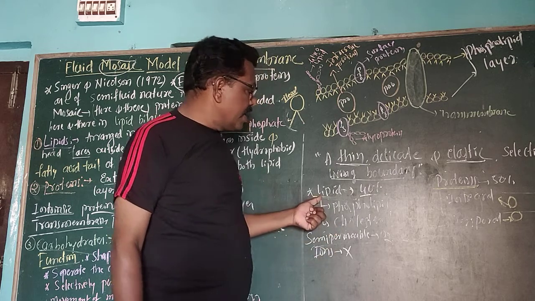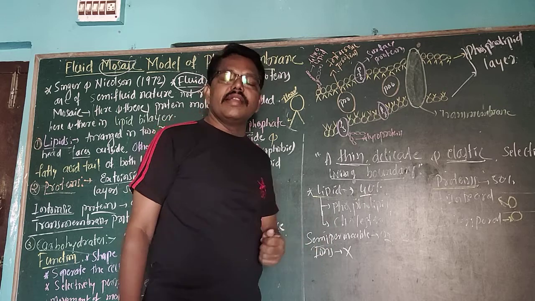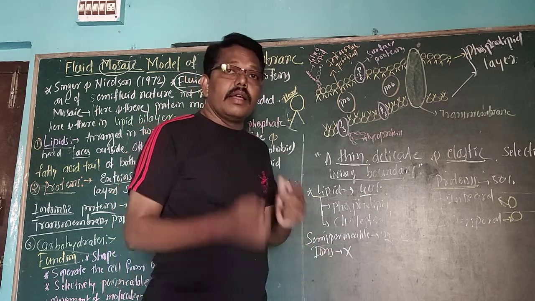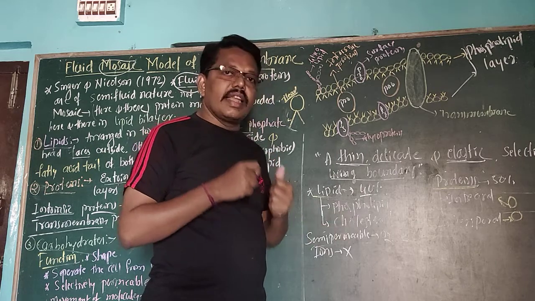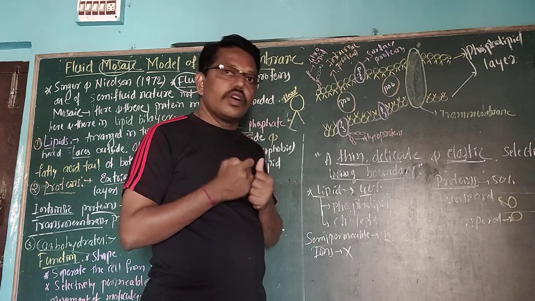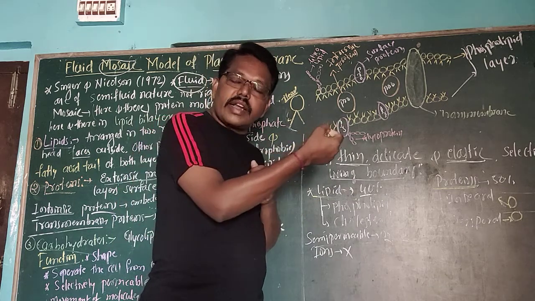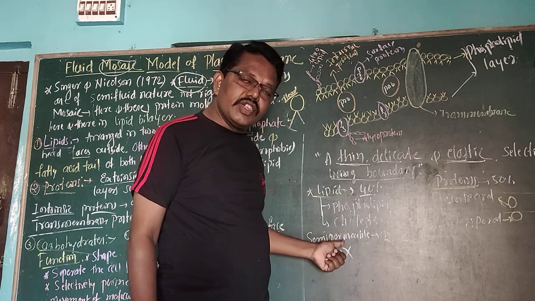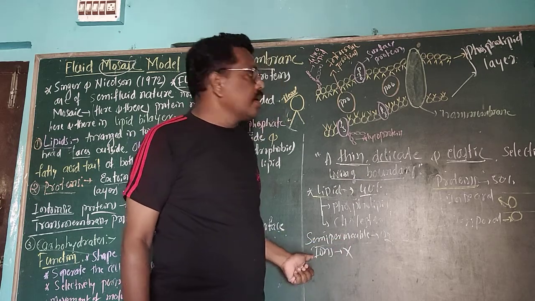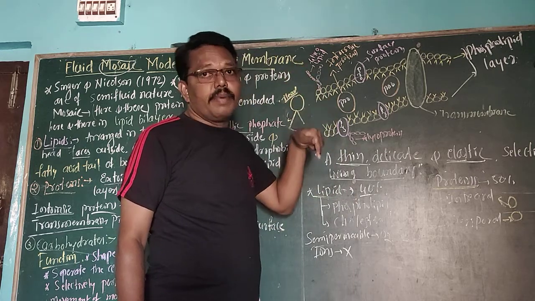But as well as this lipid layer, it is what? Semi-permeable in nature. It will permit the oxygen as well as the carbon dioxide molecules, not all the molecules, into the cell as well as outside the cell. Hence it behaves like what? Semi-permeable in nature. Ions can't enter within this semi-permeable membrane.